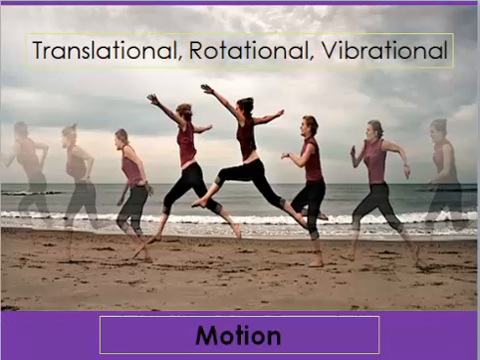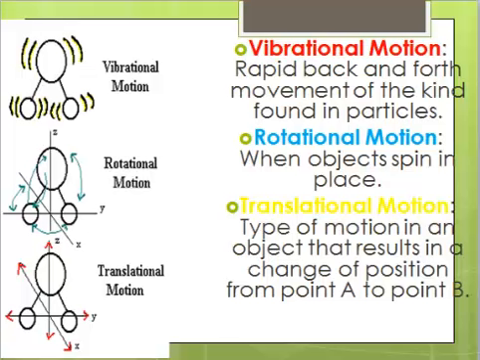So motion can be described in three different ways: translational, rotational, and vibrational. When we're talking about vibrational motion, that refers to a rapid back and forth movement of the kind often found in particles. A rotational motion is when objects spin in place. For example, a ballerina. So a ballerina could spin, and move left or right or up and down. But let's say, for example, a ballerina is spinning in place, not moving left or right or up or down. That would be an example of a rotational motion.